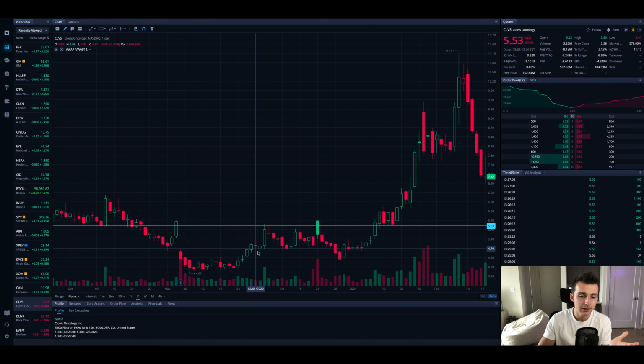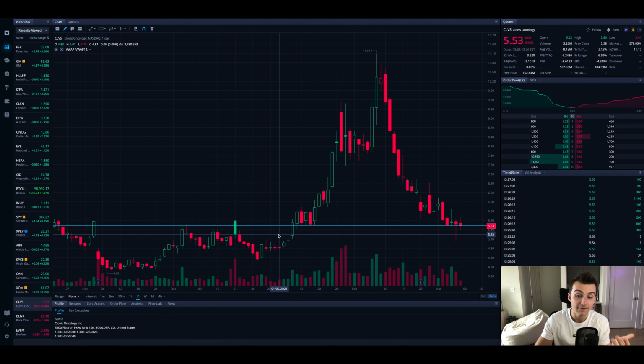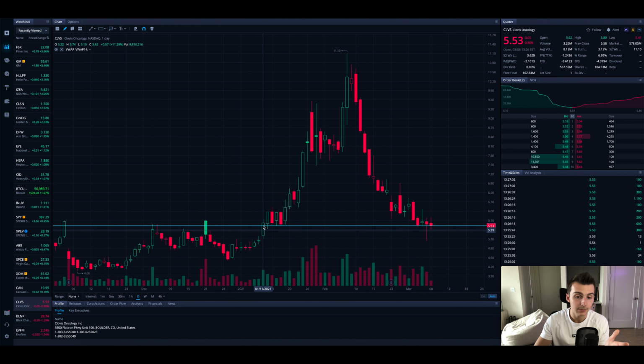Then guess what happened here in December? We came up to this $5.50 multiple times. Yeah, we wicked above, we came above briefly, but then we came right back down, and it seemed like that area was resistance. Eventually here in January, we broke above, and then as we broke above, we held that level here on CLVS as new support. Prior resistance becomes new support. That level held up, and we pushed to the upside.